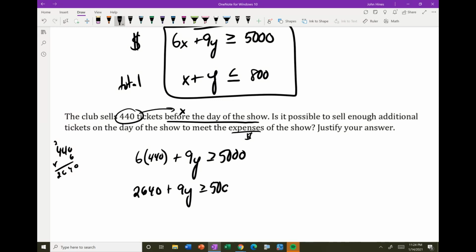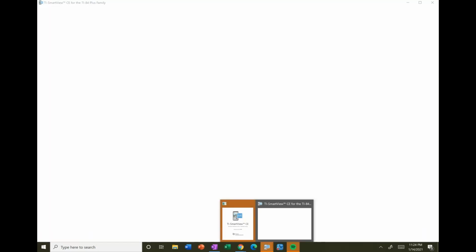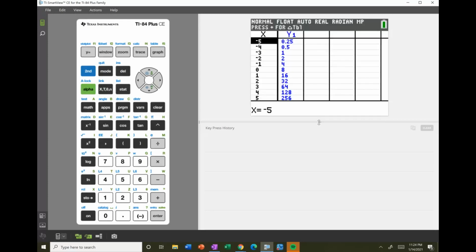Oh, I need to get my calculator up. I'm going to hit it and see how long it takes to come up. Well, I have to solve for y, so I'm going to subtract that 2640. So 9y is bigger than... here it comes, it's loading. It's too late at night for me to be doing this in my head. There we go, TI Smart View. No, I don't want to update.